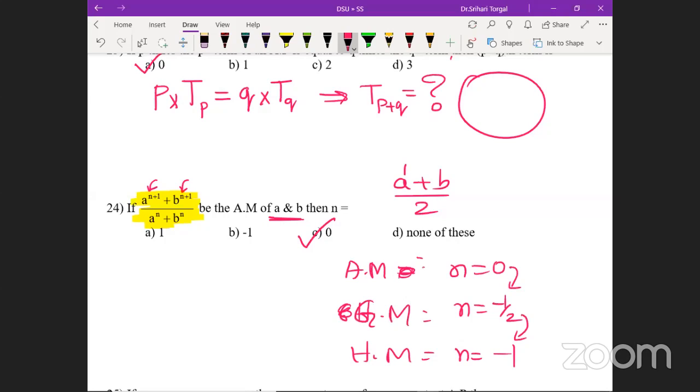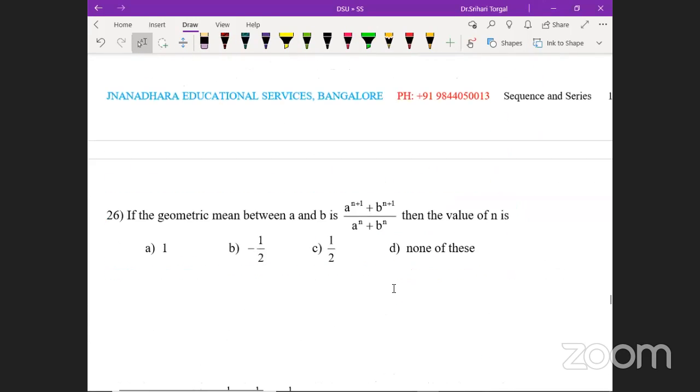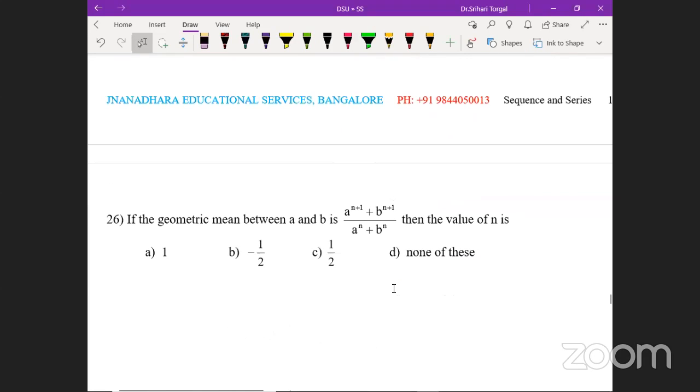Arithmetic mean and geometric mean, and harmonic mean. That will be very easy for you to solve the problem. Let's move on to that kind of problem. Now tell me, what is the answer for this? Question number 26. Since it is a geometric mean, minus half is the answer.